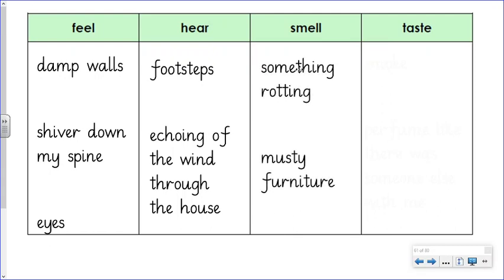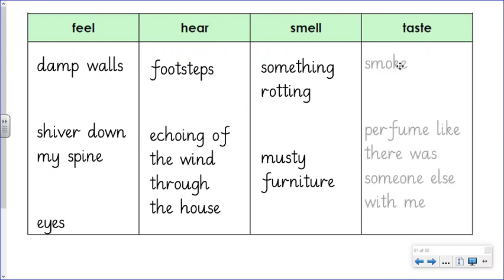For smell, I've got you can smell something rotting, maybe a body, maybe a dead animal. I'm not sure, but it's definitely going to be something rotting inside there. And I've also got musty furniture, because I think there's going to be furniture in there that's been there for years and years and it's just not smelling great. For taste, this one's a little bit trickier, but I did put smoke on there. Maybe there was a fire in the house. And I've also put that you could taste perfume like there was somebody else with me, even though there wasn't. So if you've not got those in your table, add them in now.